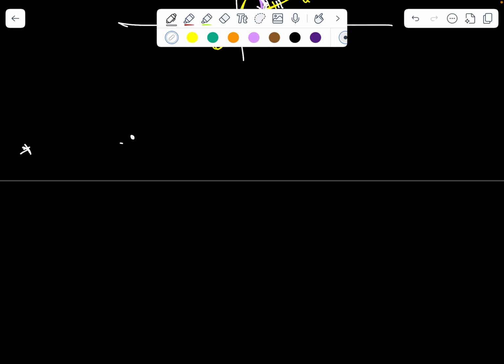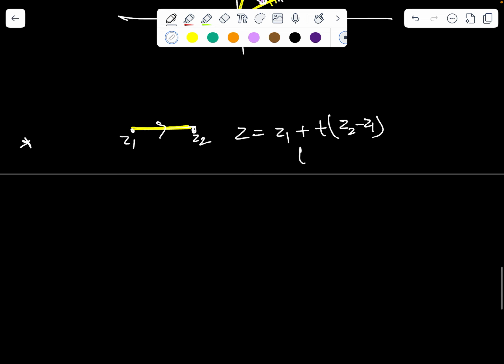So if I ask you, let's say if you have complex numbers Z1 and Z2, how will you describe this line segment? Well, there are many ways of describing this. One way is maybe I can take Z such that Z is Z1 plus T times, we can define a vector Z2 minus Z1, where T belongs to 0 to 1.